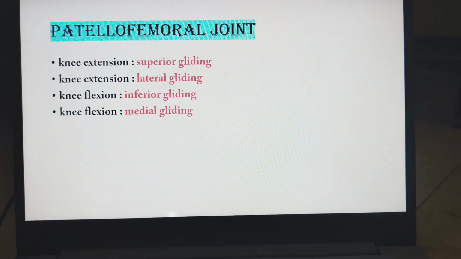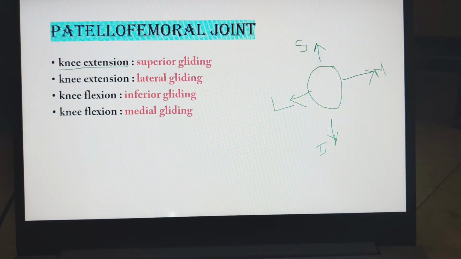We are going to see mobilization for the patellofemoral joint. Here, to get knee extension, suppose we have the patella here. The possible movements are either superior glide or inferior glide. Imagine this is superior and this is inferior. Then medial glide or lateral glide.